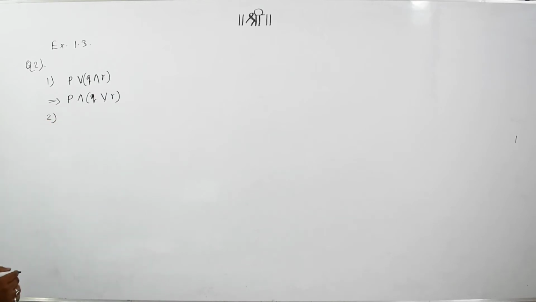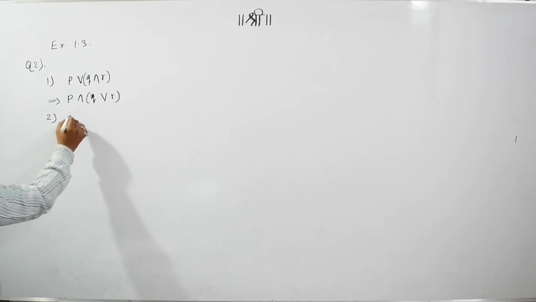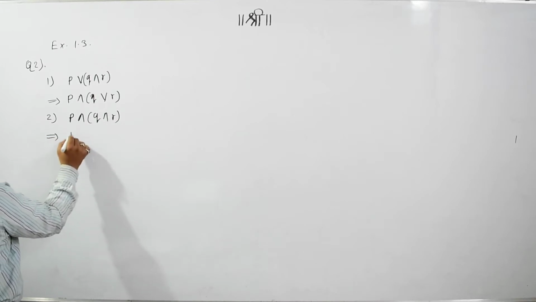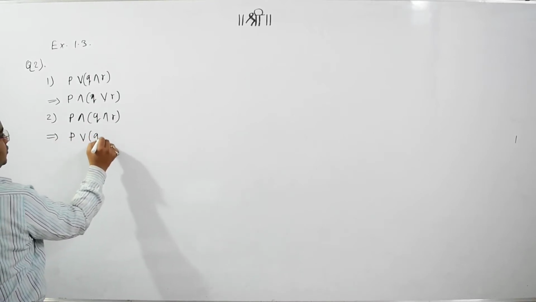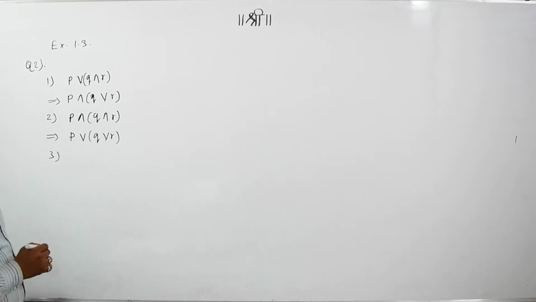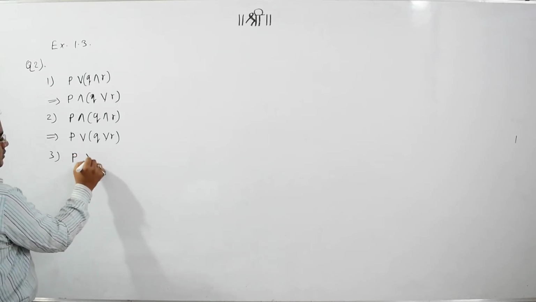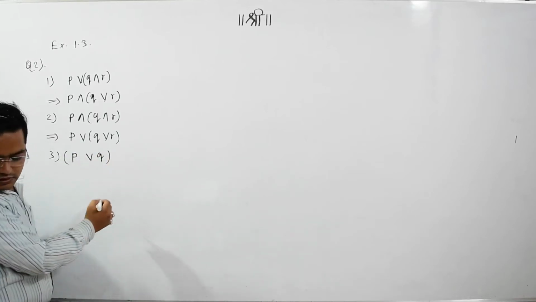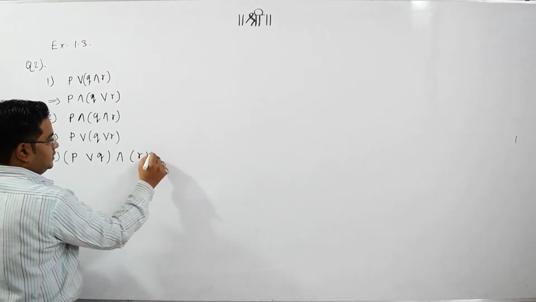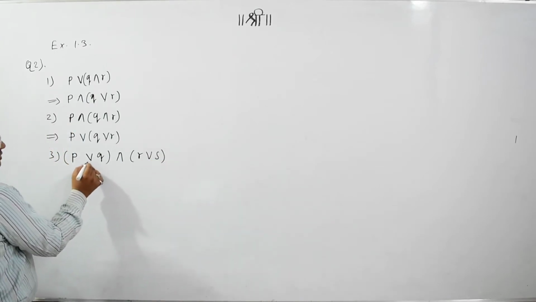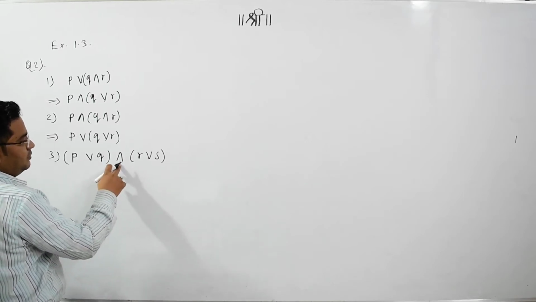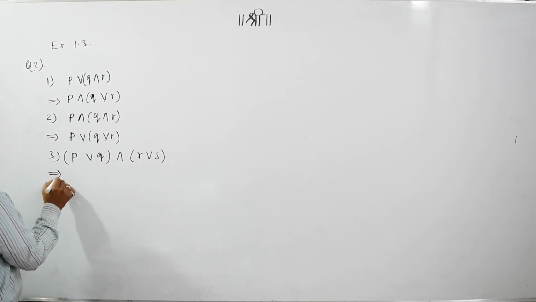Next statement is P and Q and R. So what should be its dual? P or Q or R. Third one, what is the third statement? P or Q and R or S. No need to worry, just look at the symbols. We need to replace this or by the and symbol and this and symbol by the or symbol. That's it, nothing else we need to do within this step.